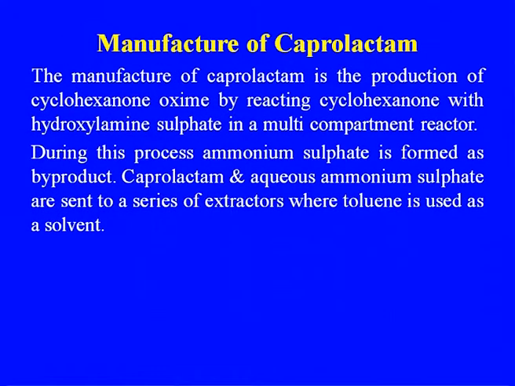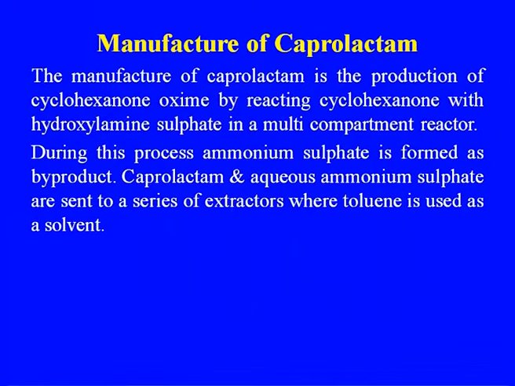Then the manufacture of the caprolactam. The manufacture of the caprolactam is the production of cyclohexanone oxime by reacting cyclohexanone and hydroxylamine sulfate, because one unit is the production of cyclohexanone and another is the hydroxylamine sulfate. They are reacted in a multi-compartment reactor, and during this process ammonium sulfate is again formed as a byproduct.